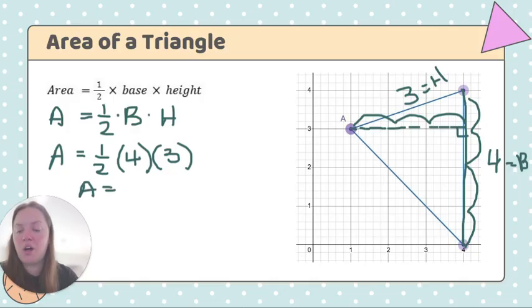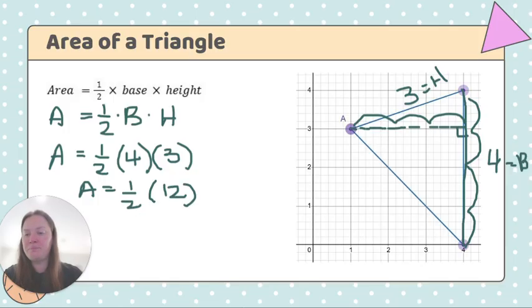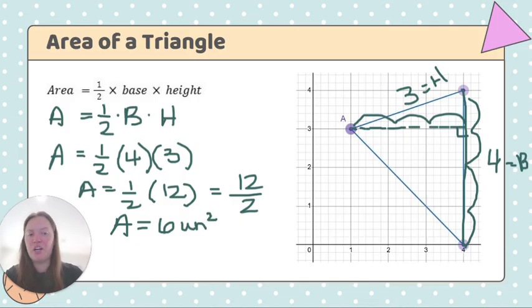Now, I always like to do my whole numbers first, because if I'm working with an odd number, then I'm working with decimals, and mistakes can happen with decimals. So I like to do my whole numbers first, which is 4 times 3, which is 12. And then in my calculator, I can do 1/2 of 12, or 12 divided by 2. This is the same thing as 12 divided by 2. And that means our answer is going to be 6 units squared. So that is the area of this triangle here.